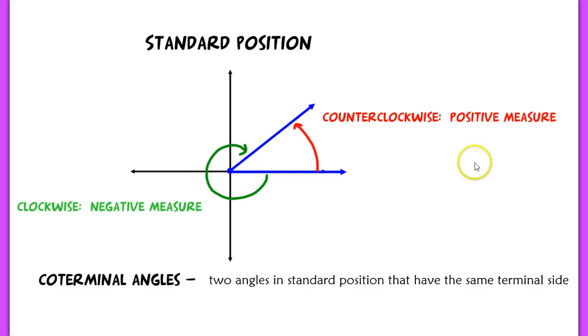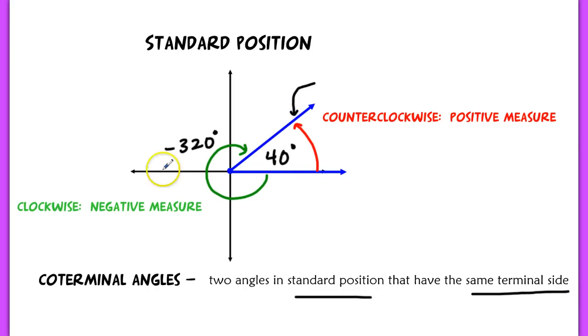So this angle here could be written as, let's say it's 40 degrees. So this would be positive 40 degrees, or if we take 360 and subtract, that would be negative 320 degrees. So there's two measurements for the exact same angle. Positive 40 when we go counterclockwise, and when we go clockwise, that's a negative direction. Now these would be coterminal angles. These are two angles in standard position that have the same terminal side. So here's my terminal side. So 40 and negative 320 are coterminal angles.